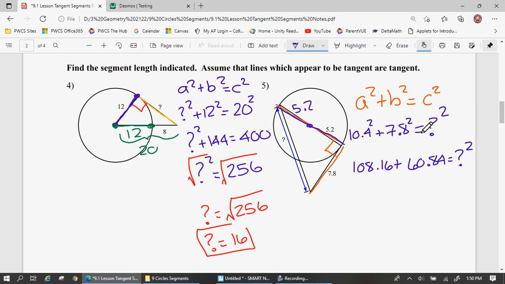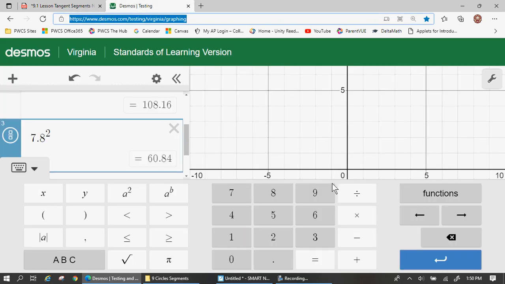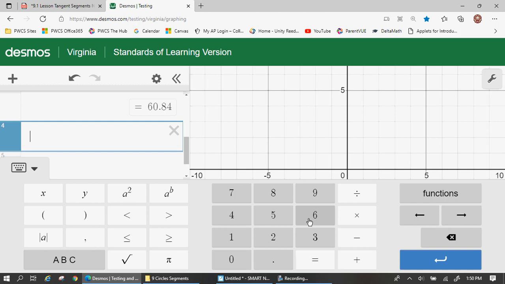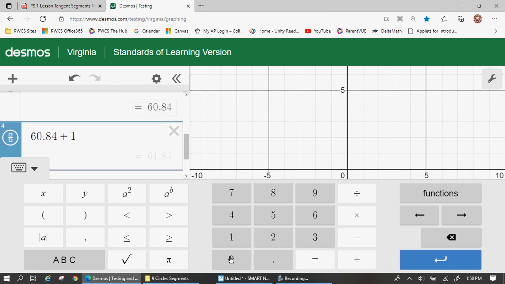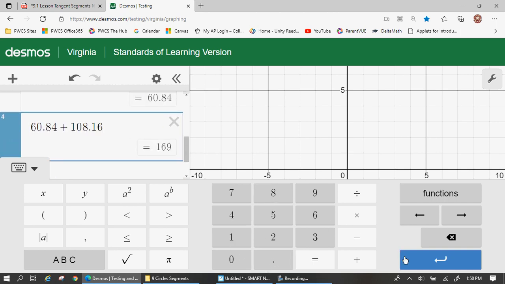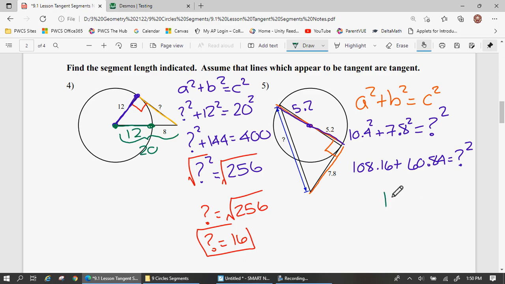The squared stays on my question mark because I haven't done anything to that yet. I can add those things together and get 169. Then I'm going to square root both sides because I want to cancel out the squared on question mark. And the square root of 169, you could put this into your calculator, you will get that it's 13. If it comes out to be a decimal, then we'll just leave it in the radical form.